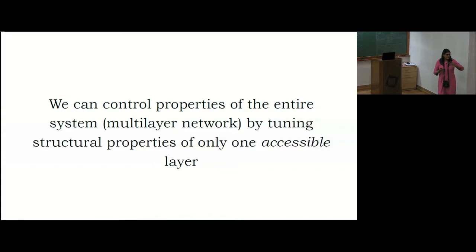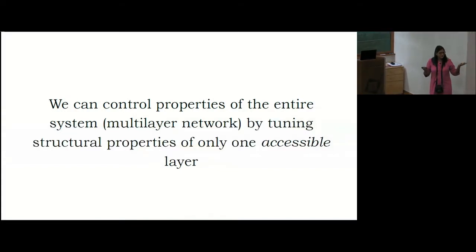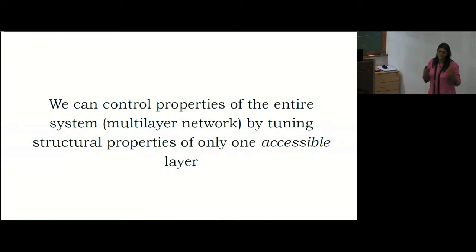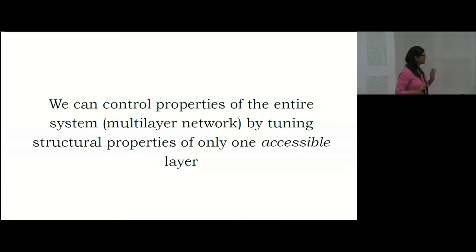For example, if you want a better transport system in a country, it's very difficult to put in one railway track, but it's easier to reroute some of the flights. So flight connectivity perhaps, or we can increase some flights, or have flights between two different cities. So we can change the structural properties of the flight network perhaps more easily than putting up a new railway line. In that manner, one accessible layer may be the flight layer, or vice versa. So we can control the properties of the entire system by tuning the structural properties of only one accessible layer, and this is the entire motive of my work.